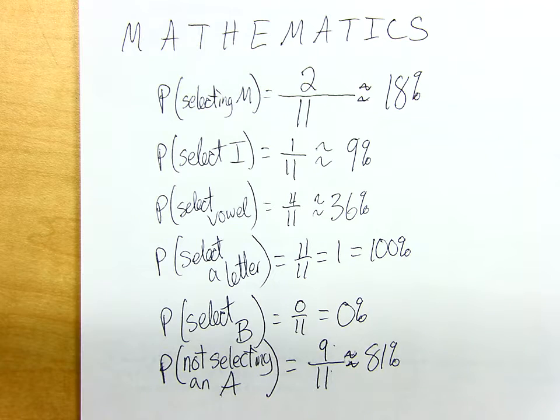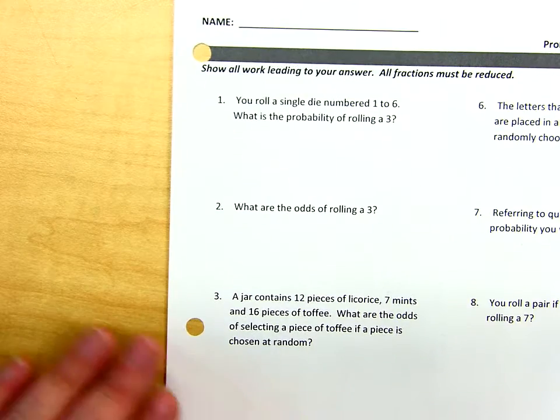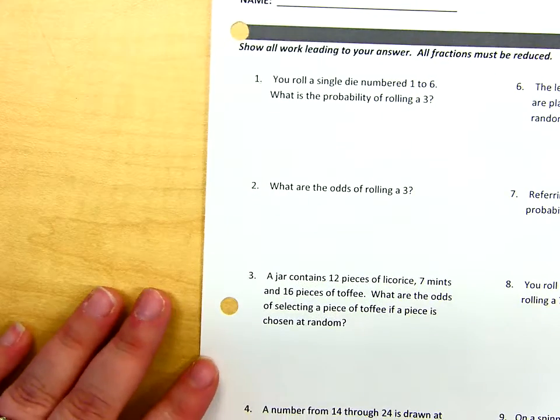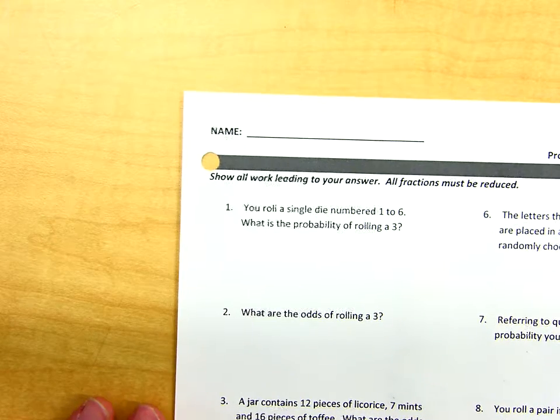All right, guys. So let's take a look at this sheet. You roll a single die numbered 1 through 6. What's the probability of rolling a 3?